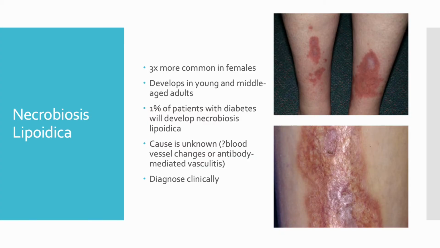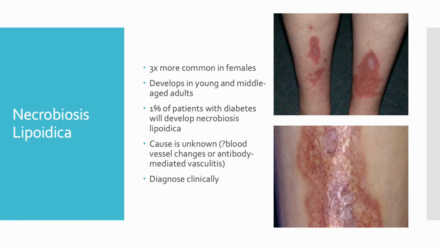One of these is a condition called necrobiosis lipoidica. So this occurs in about 1% of patients with diabetes, and it tends to occur unilaterally or bilaterally, often asymmetrically, affecting the anterior aspects of the shins. It's more common in women with diabetes. The cause is unknown, but it is associated with microvascular disease. We usually make the diagnosis clinically.